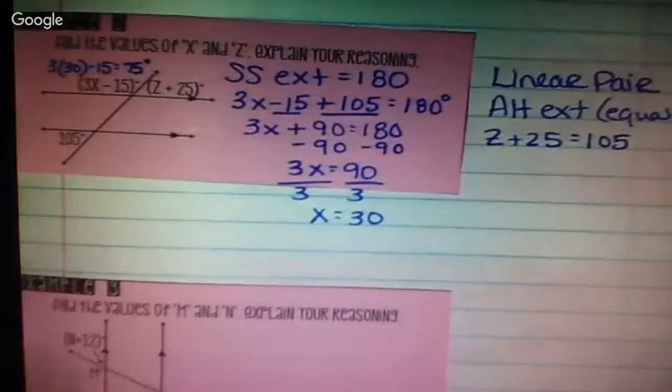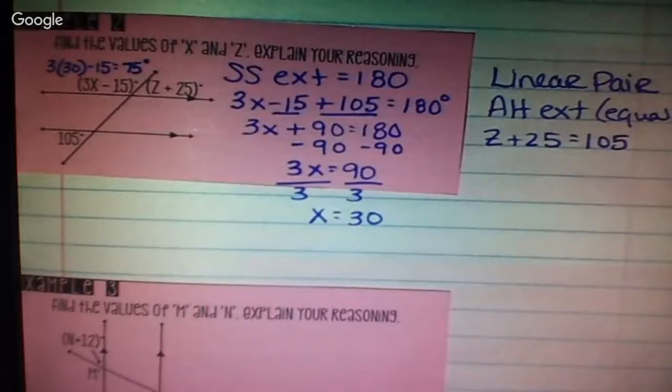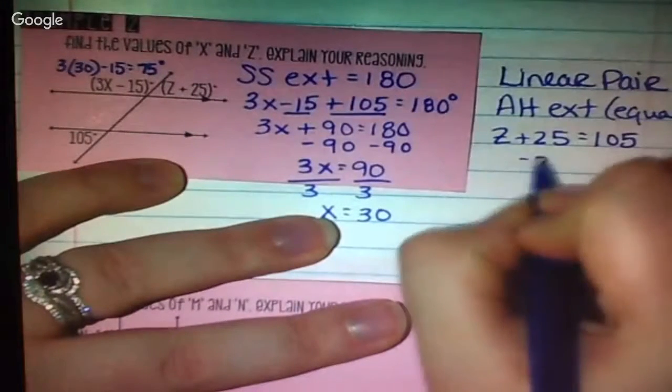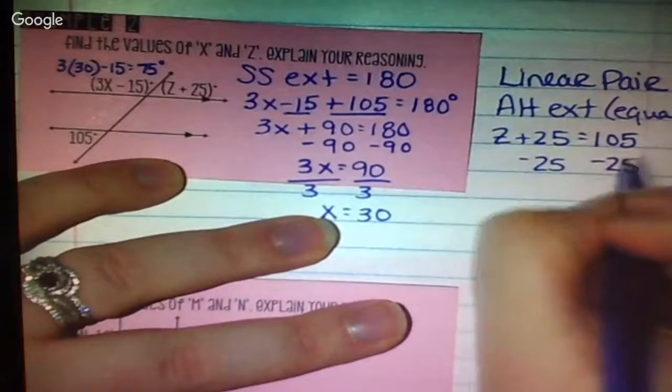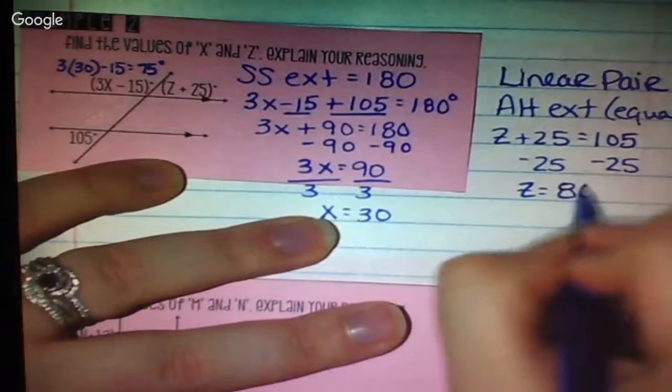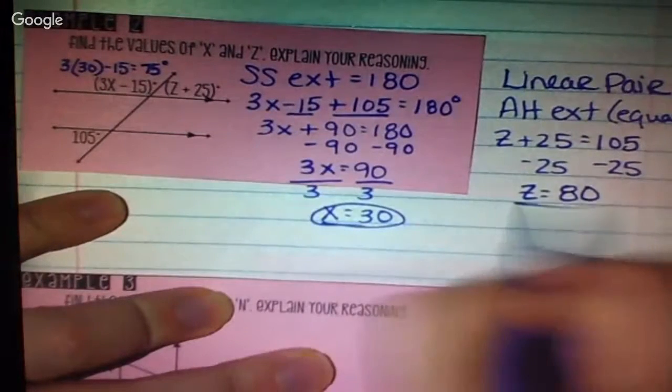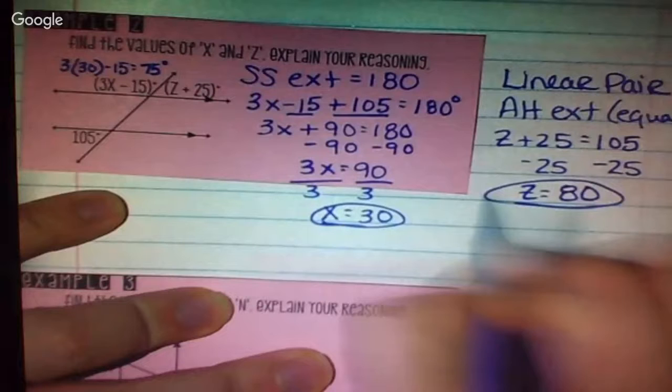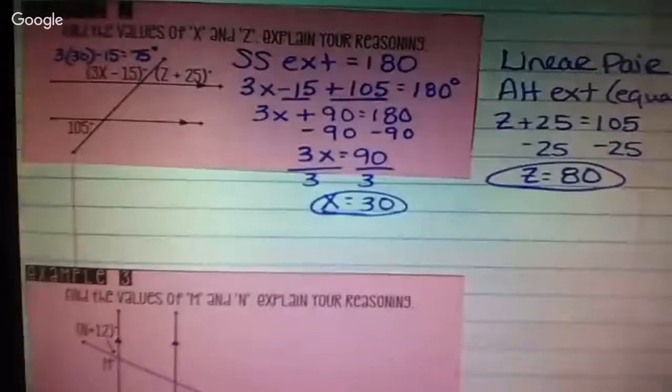Yes, for alternate, ALT, I just shortened it. You get 80. So you subtracted 25 from both sides, and z equals 80. So here's x and here's z. You might end up with two variables in a problem, but they only want the answer for one of them. Normally in that case, you have to solve for the one that they don't want before you can solve for the one that they do.